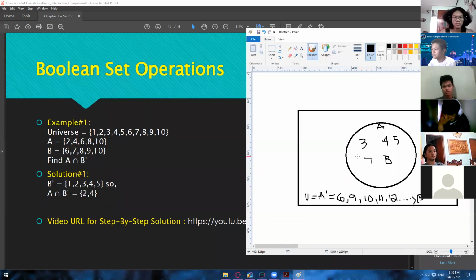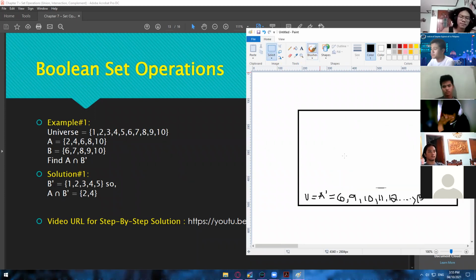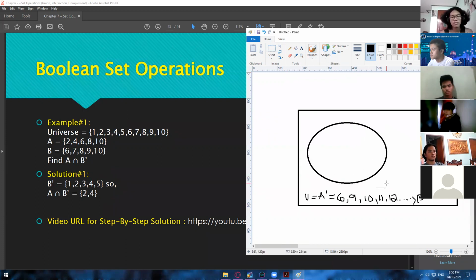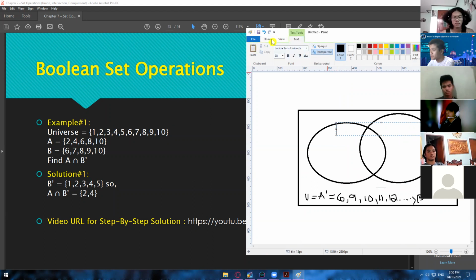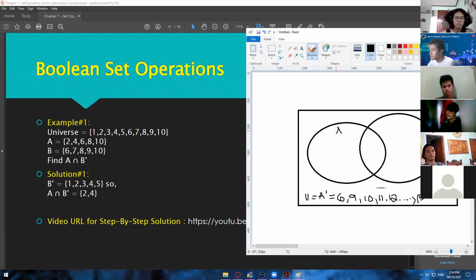Okay, and in a Venn diagram, we have 2 circles now. Let's just say that this is your set A and this is your set B. Set A is 2, 4, 6, 8, and then 10. And then set B is 6, 7, 8, 9, and then 10.